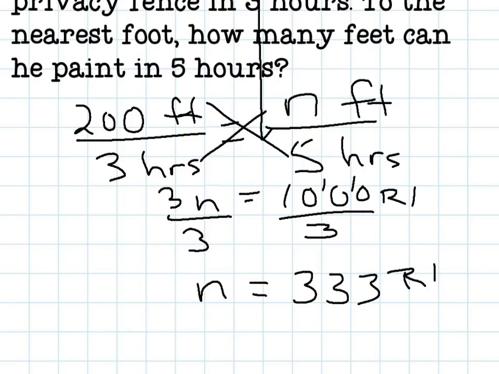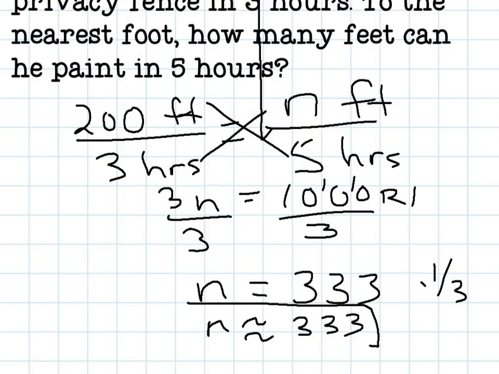Since it came out to 333 with remainder of 1, or 1/3, we can estimate 333 1/3 to the nearest foot would be approximately 333, because 1/3 is less than a half. If it's less than a half, we round down.